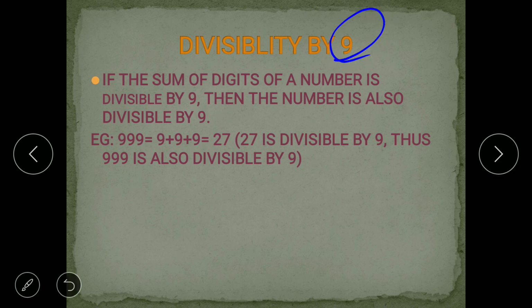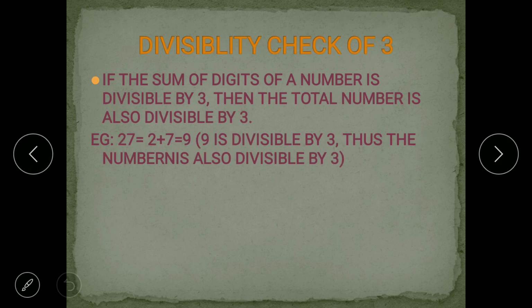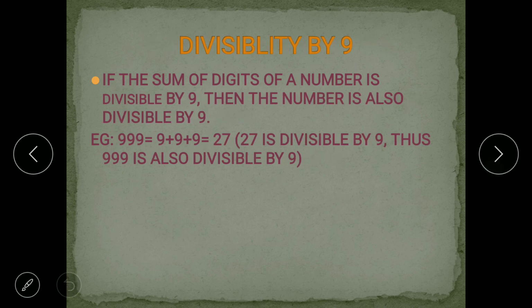Similarly, the divisibility rule of 9. If the sum of digits of a number is divisible by 9, then the number is also divisible by 9. See the same explanation here, right? See the example, 999. 9 plus 9 plus 9 is equal to 27. As 27 is divisible by 9, the total number is also divisible by 9. We will also use the same approach here as well.